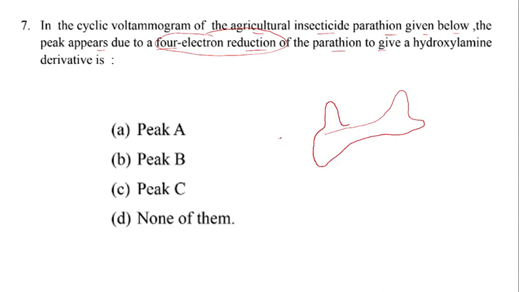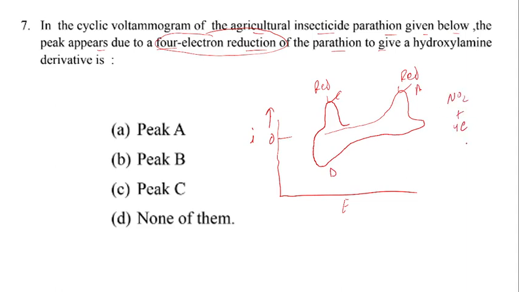I have already told you. Suppose this is the current and this is the potential. It is 0 here, so above 0 it is cathodic. So these 2 peaks are for reduction. You can say this is A peak, this is B peak, and this is C peak. So here NO2 is gaining 4 electron.